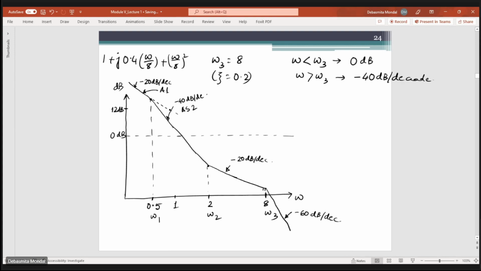Okay, so in order to draw the actual one, you have to take a few frequencies before and after, smoothen the curve and draw the final Bode plot.